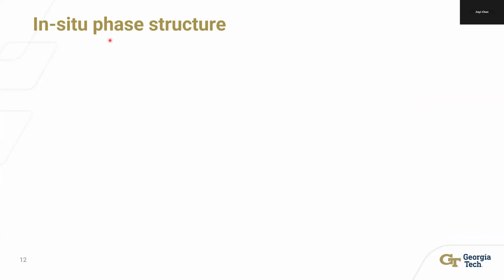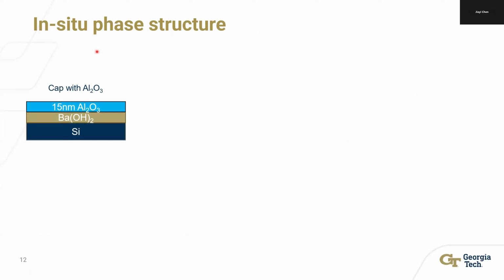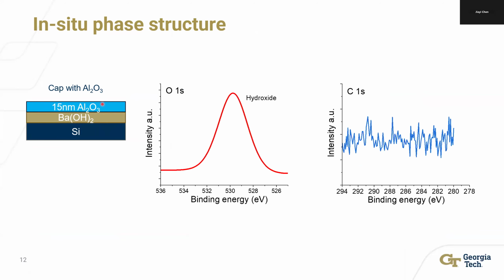And we also did some experiments to confirm the in situ phase structure. So basically, we take the silicon wafer and run the barium deposition, and we in situ cap the barium hydroxide film with aluminum oxide. And when we take this sample to do XPS, we in situ etch this aluminum oxide layer away inside XPS. And this time, we also only see one peak in the oxygen spectrum, but this time it is hydroxide, not carbonate.